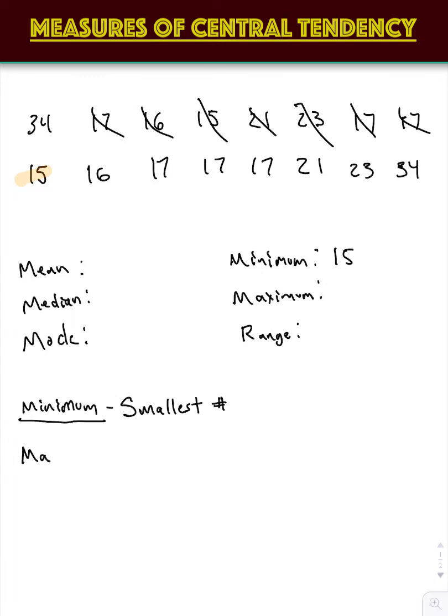Maximum. Maximum has the letter X, which feels like a big letter because it's at the end of the alphabet. No, that's a silly way to remember it, but it's our largest number in a data set. So in this case, the largest number is 34.